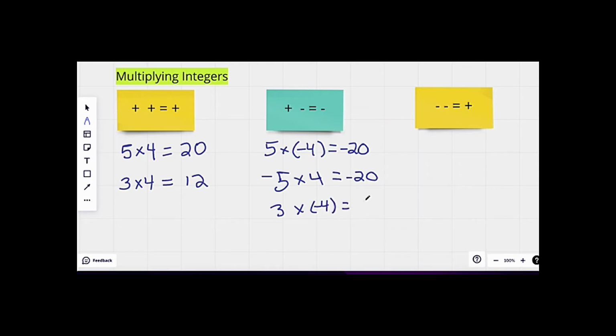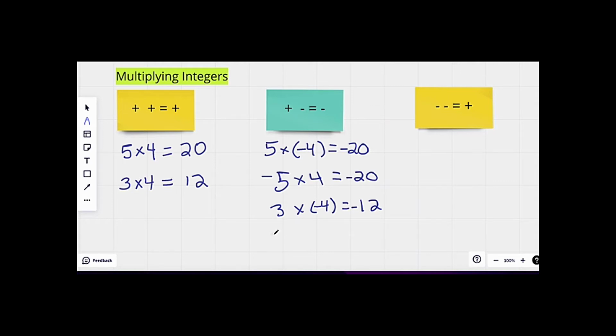Again, same thing. The total is always going to be 12 because 3 times 4 is 12. But we have a negative and we have a positive number here. So we said a positive times a negative is always a negative.